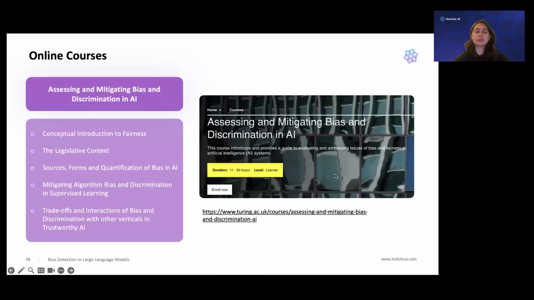The Alan Turing Institute recently launched 2 online courses on addressing bias in AI for traditional machine learning tasks. These courses were developed in partnership with Holistic AI, and currently they are publicly available. In the first course, we explore fairness concerns in AI development and deployment, covering perspectives from philosophy to law. We explain the regulatory contexts for AI and discuss strategies for mitigating bias within this framework.